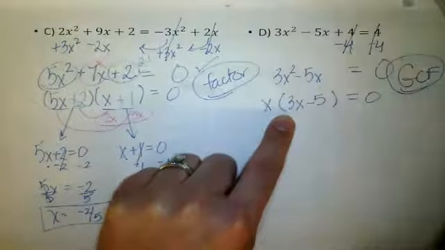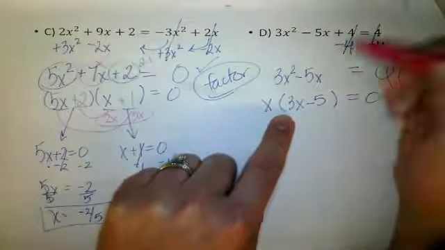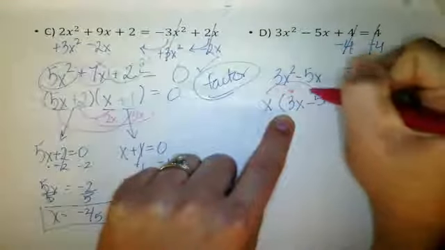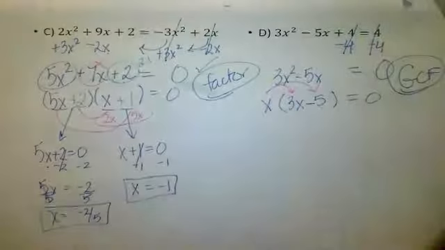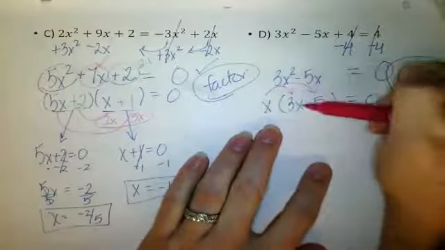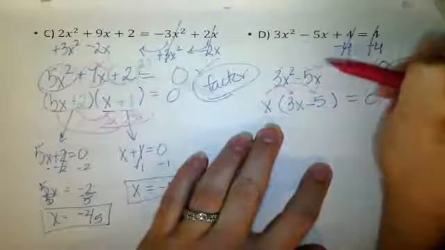How do you know if you did that right? How do you check it? Distribute. Very good. Check by distributing. X times 3x gives me 3x squared. X times negative 5 gives me negative 5x.